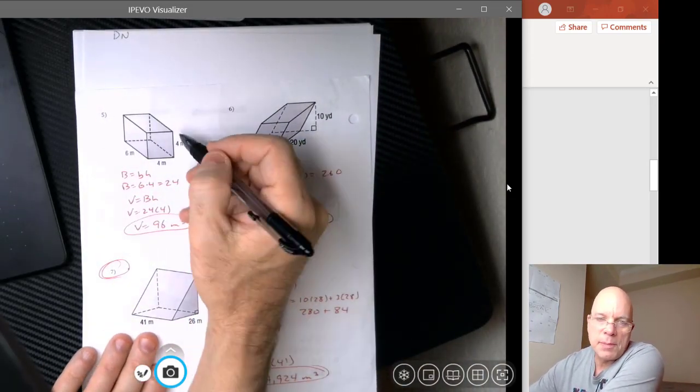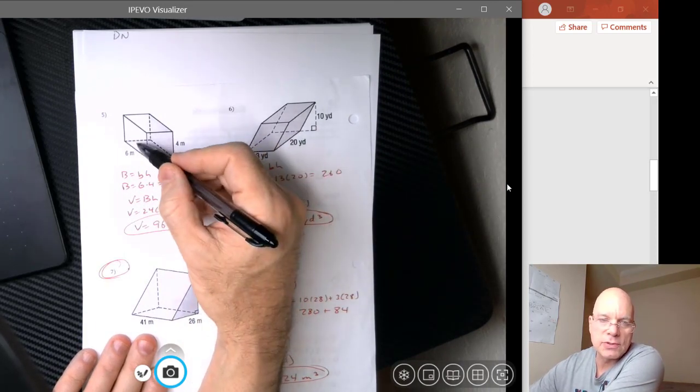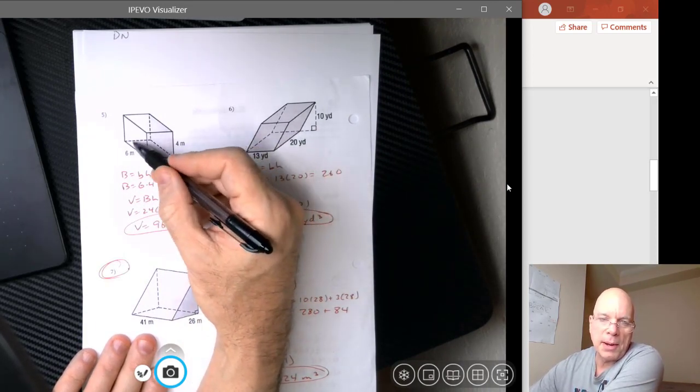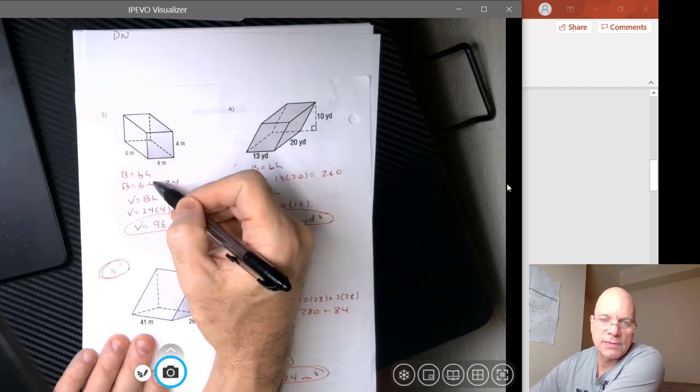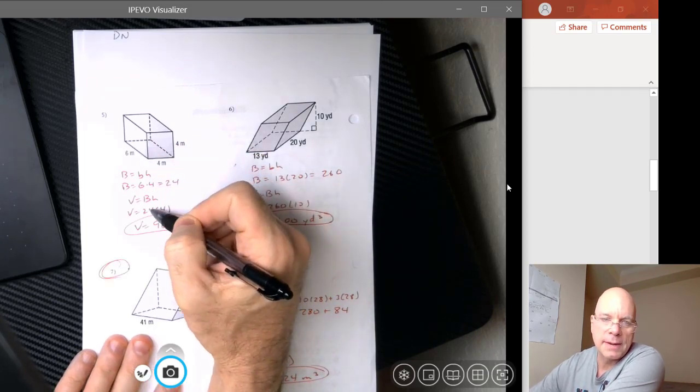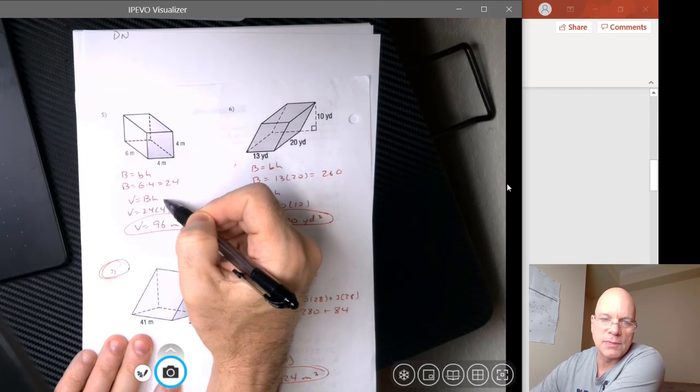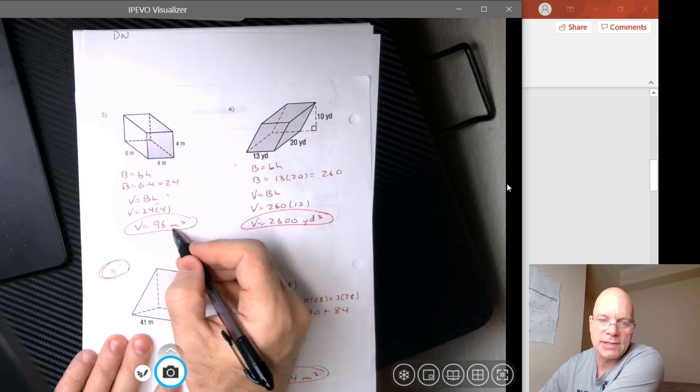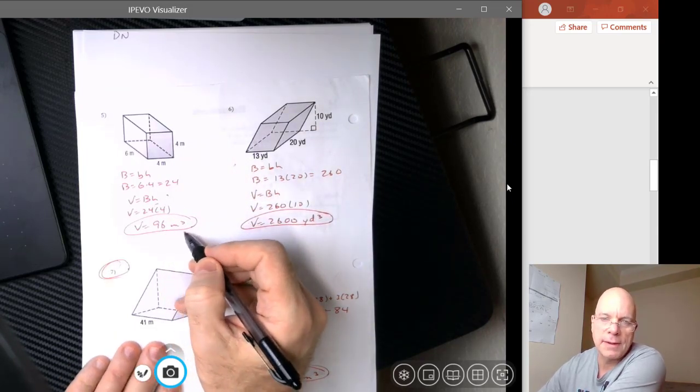You have choices for bases for a rectangular prism. I chose to use this rectangle, the bottom face, as my base. So 6 times 4 is 24 for big B. And then when I multiply it by the height of the prism, 4, I get a total volume of 96 meters cubed for number 5.